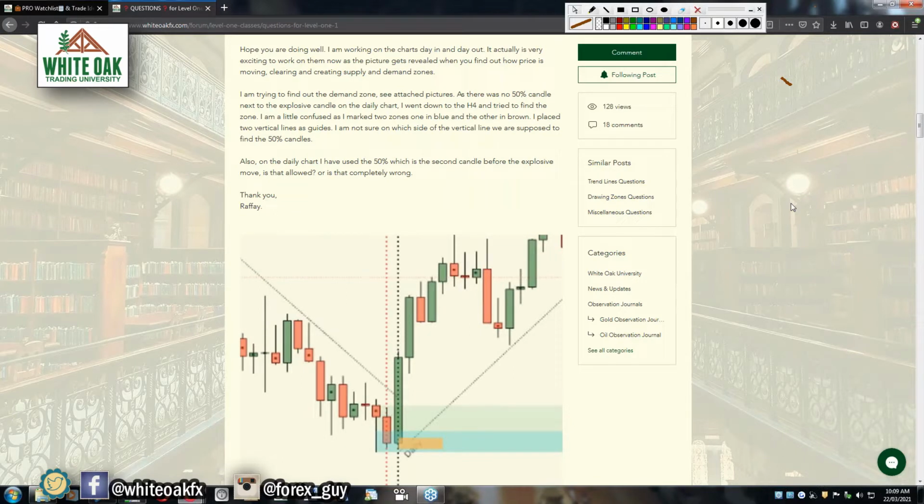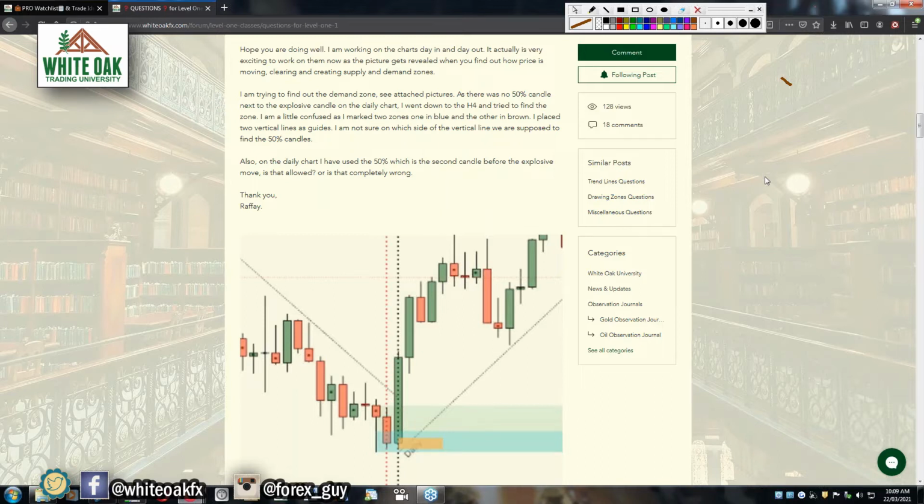Okay. I went down to the H4 and tried to find the zone. I am a little confused as I marked two zones, one in blue and the other in brown. I placed two vertical lines as guides. I'm not sure on which side of the vertical line we are supposed to find 50% also.